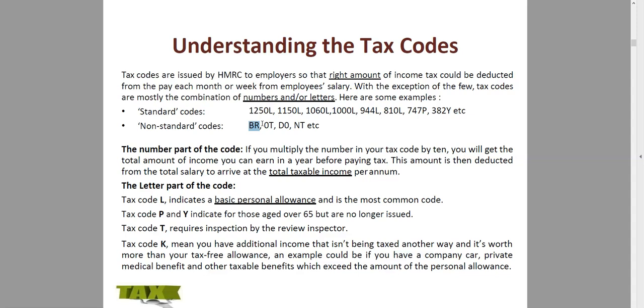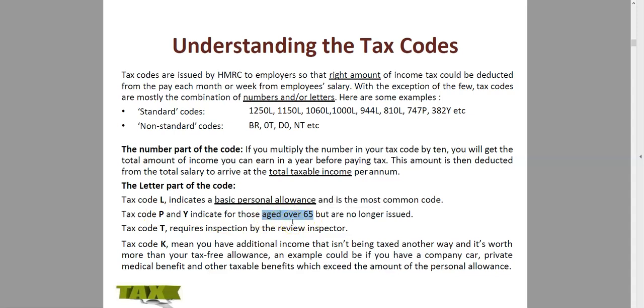So for example, if you have two jobs, and from the first job you earn £15,000, and from the next job you earn even £1, you have to pay 20% tax because the first job covers all the personal allowance. Then we have OT, DO, so these tax codes have different meanings. For example, when you see the tax code P and Y, it indicates the person's age is over 65.